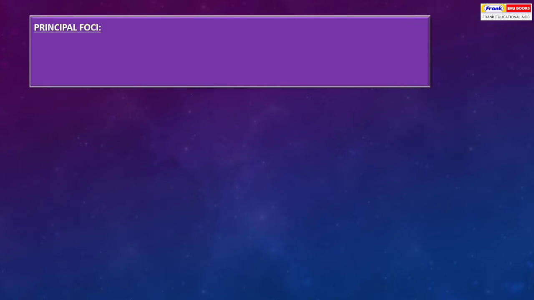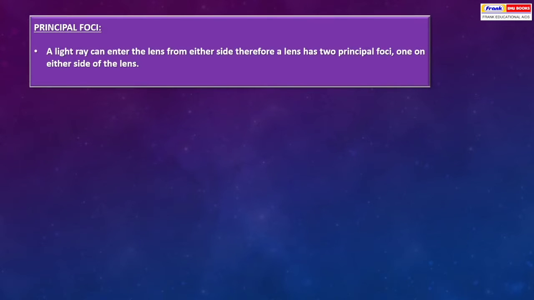Principal foci. A light ray can enter the lens from either side, therefore a lens has two principal foci, one on either side of the lens. These are known as the first focal point F1 and the second focal point F2.